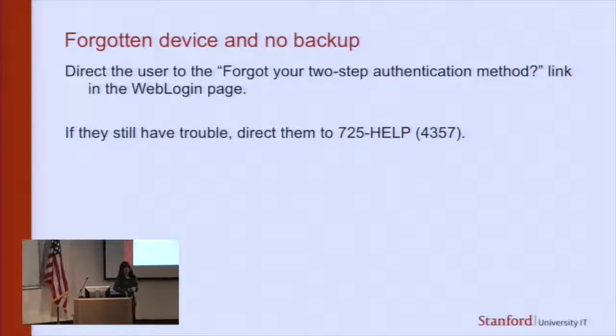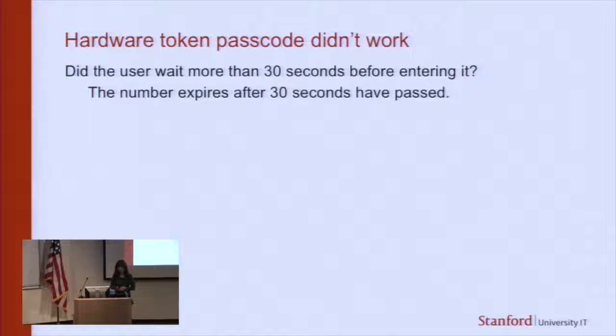Again, a reminder about the bypass code. If they forget their device and they haven't set up a backup method, they can use the "forgot your two-step authentication method" link that I showed you earlier on the WebLogin page. If they still have trouble, then go ahead and send them over to our help desk, because it may be something more than they just don't have their device, and then we have the tools to wipe out their accounts and they can start over from scratch. But in that case, that would be one of the cases where they would have to come to the Stanford help desk.